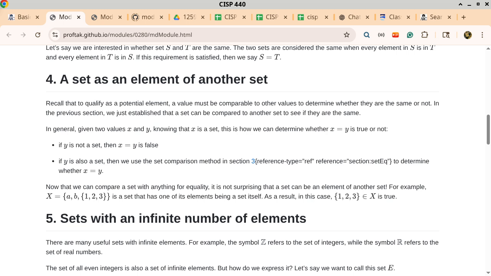Yes. So in this case, because X is defined to have elements A, B, and the set of 1, 2, 3. So now in return, when we use the element of operator, now we say the set of 1, 2, 3, the whole thing is an element of X. 2 is in X is false. That is correct. Because 2 is not directly an element of X. Very good.